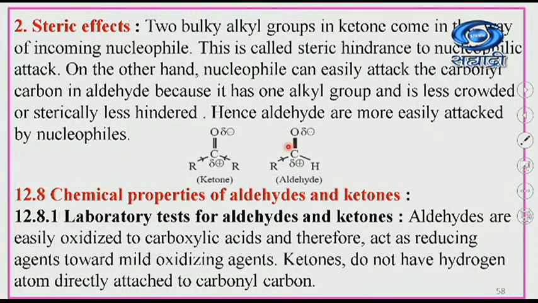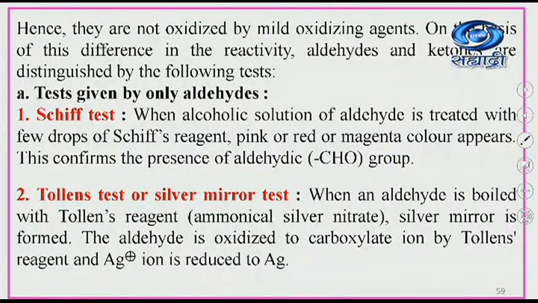Then the next property, that is the chemical properties of aldehydes and ketones. The laboratory tests for aldehydes and ketones. Aldehydes are easily oxidized to carboxylic acids and therefore act as reducing agents toward mild oxidizing agents. Ketones do not have a hydrogen atom directly attached to the carbonyl carbon. Hence, they are not oxidized by mild oxidizing agents. On the basis of this difference in reactivity, aldehydes and ketones are distinguished by the following tests.